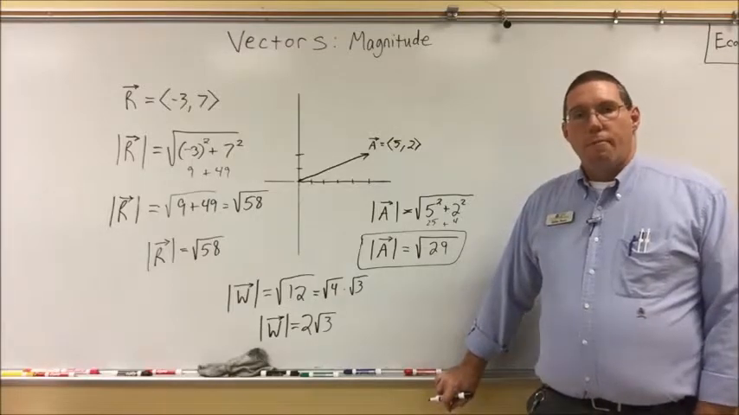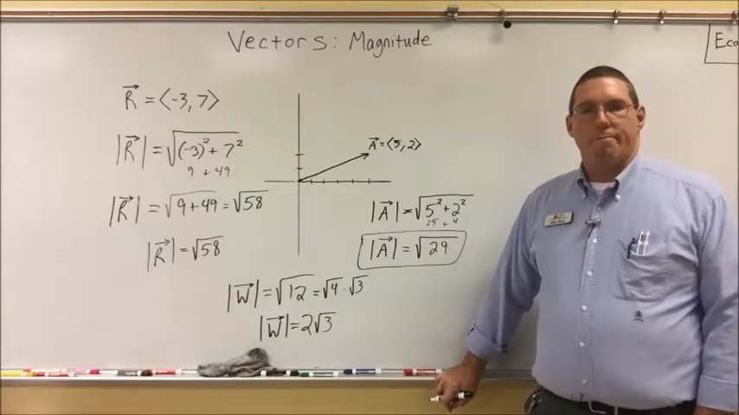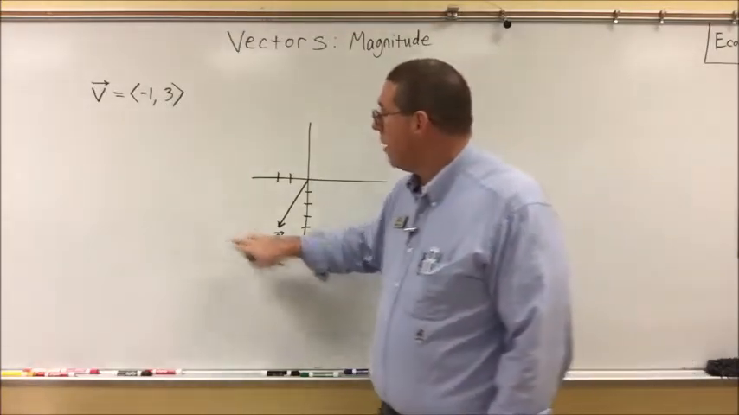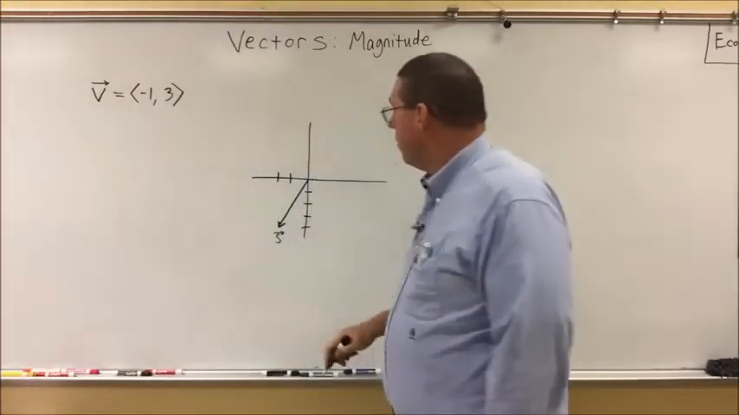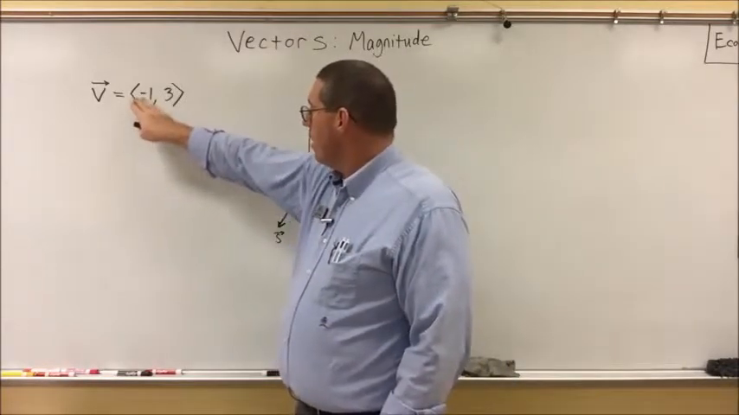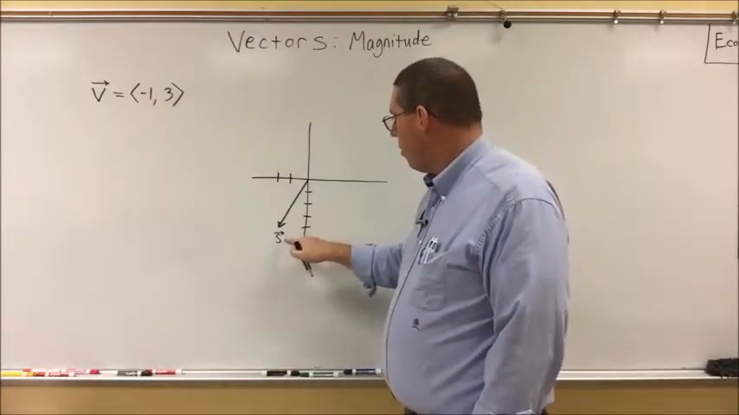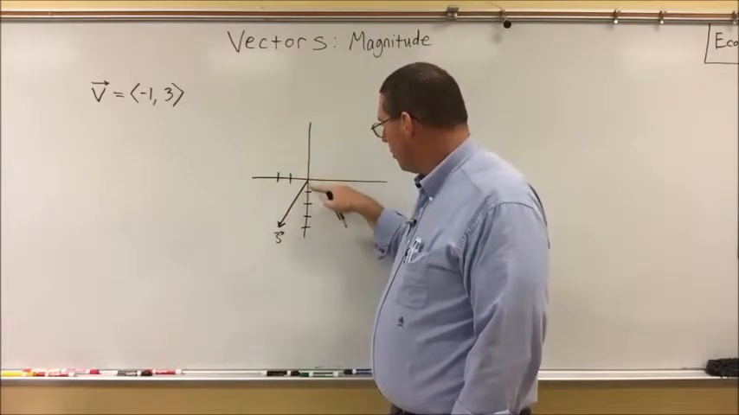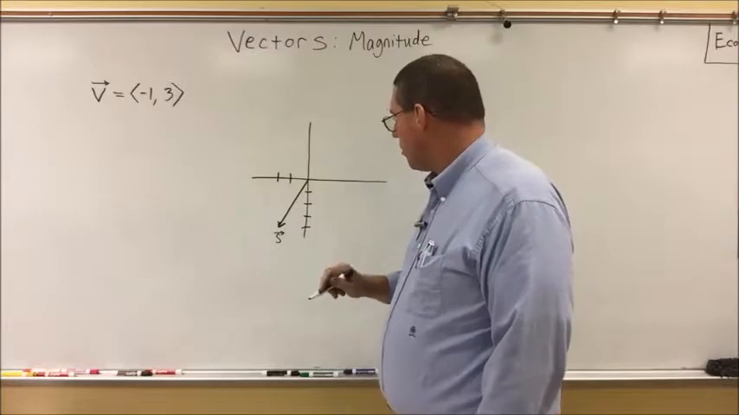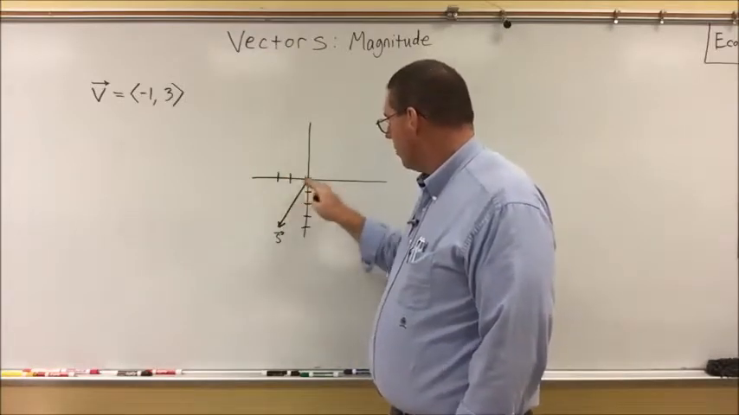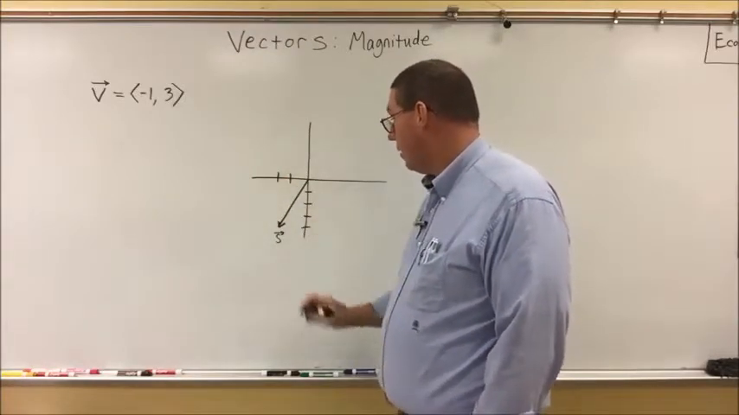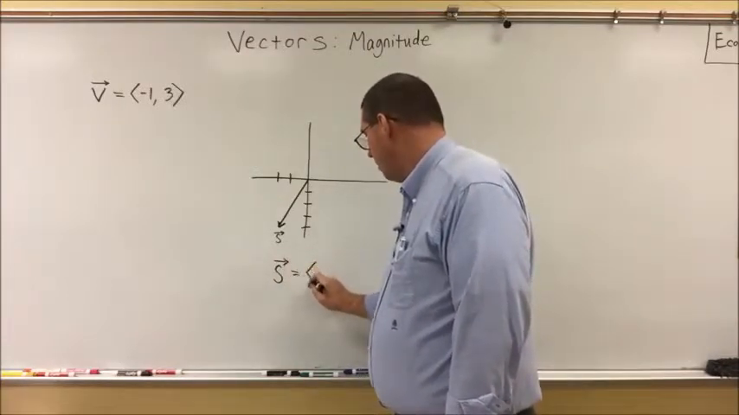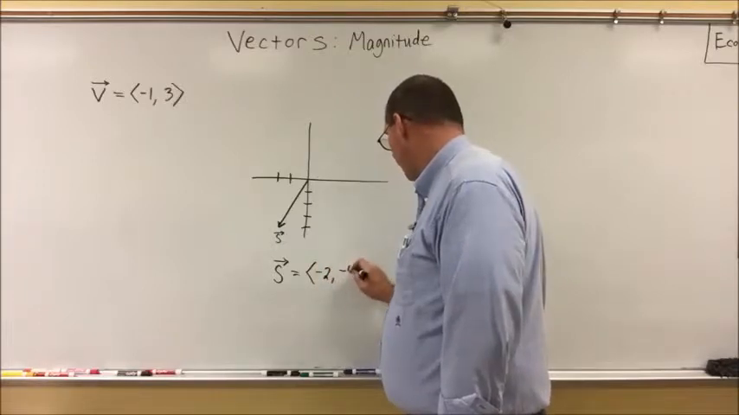Okay? Let's just do a couple more examples. All right, here's a couple more examples. We've got vector S here and vector V here. Here are the components of vector V, -1 and 3. And what are the components of vector S here? We're going to the left 2 and we're going down 4. So that means that the components here look like -2 and -4. So vector S has the components -2 and -4.